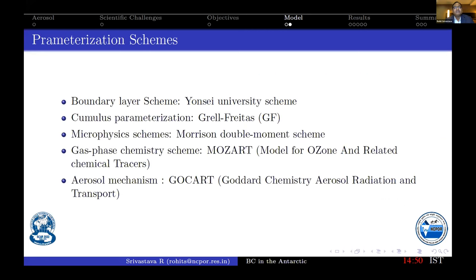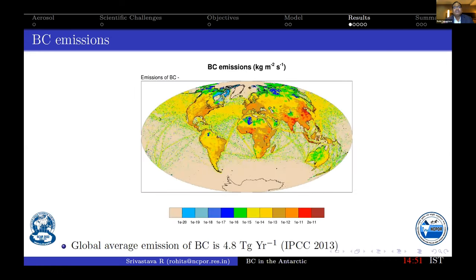In addition, we selected some schemes based on comparison. For the boundary layer scheme, we have used the Yonsei University scheme. Then we have used the GF cumulus parameterization and the Morrison double moment microphysics scheme. Then for gas phase chemistry, we have used MOZART, and the aerosol mechanism from GOCART. So with this basic introduction of the model, I will come to the emission part.